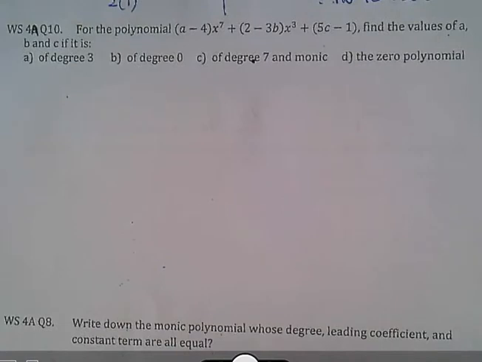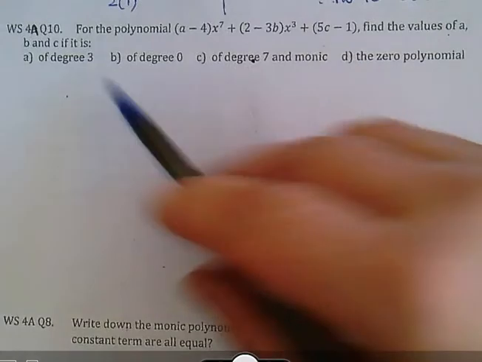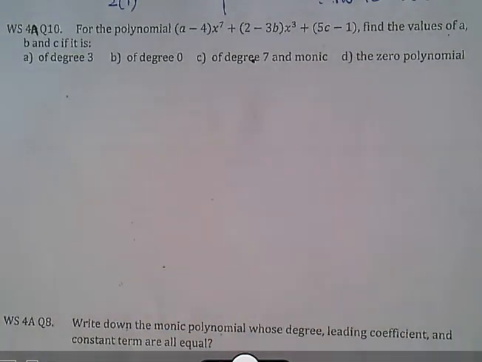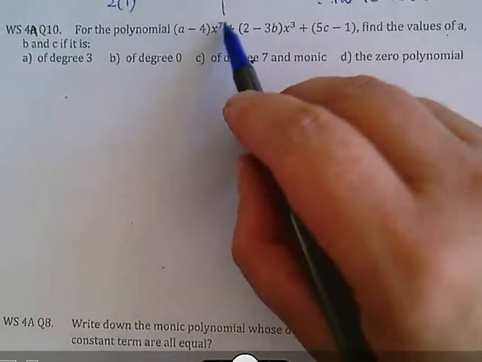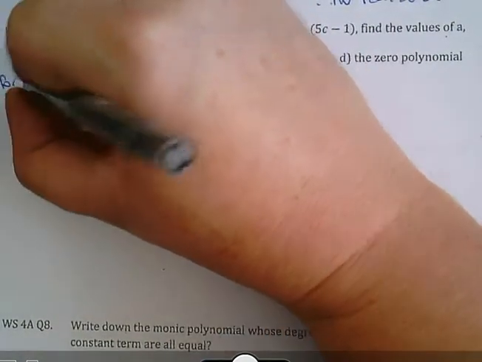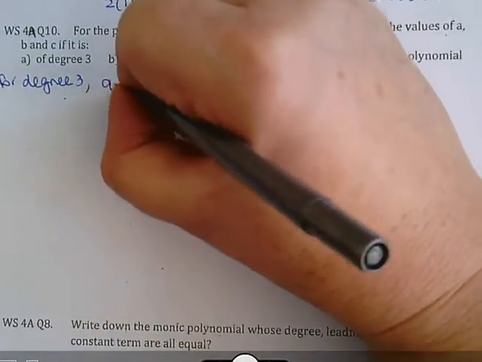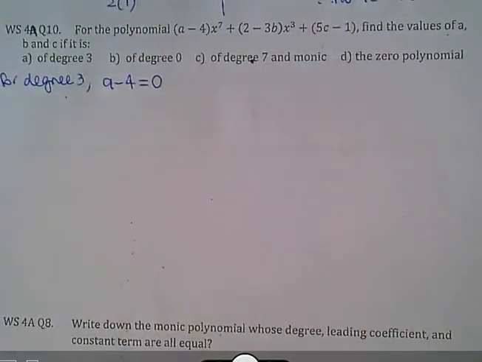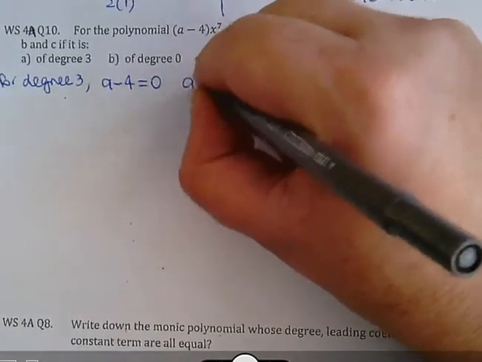So if it is of degree 3, then there must be no degree 7 term. The degree is the highest power of your polynomial. So each of these is an independent question, all right? So for degree 3, we've got to say that a minus 4 would have to equal 0. Do you agree? That means that a would have to be 4.